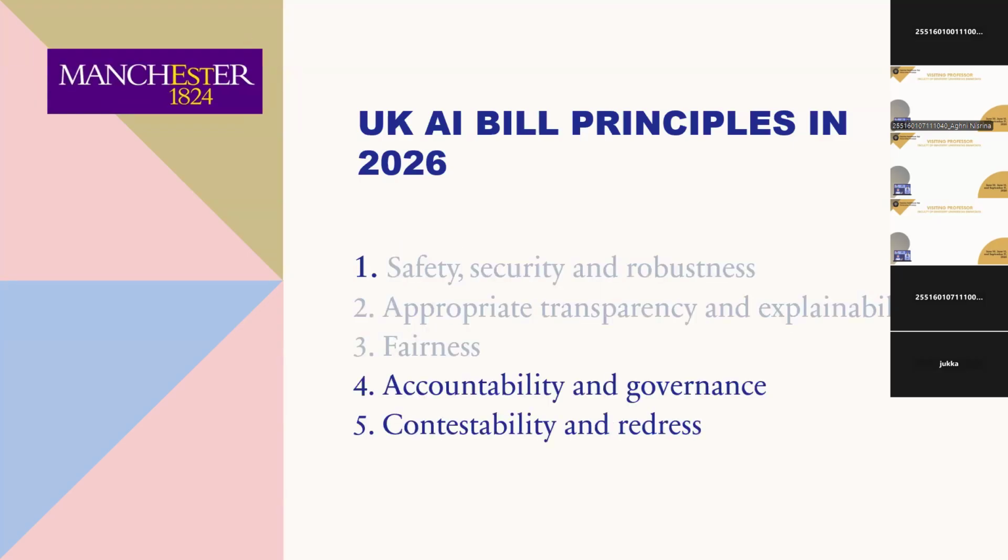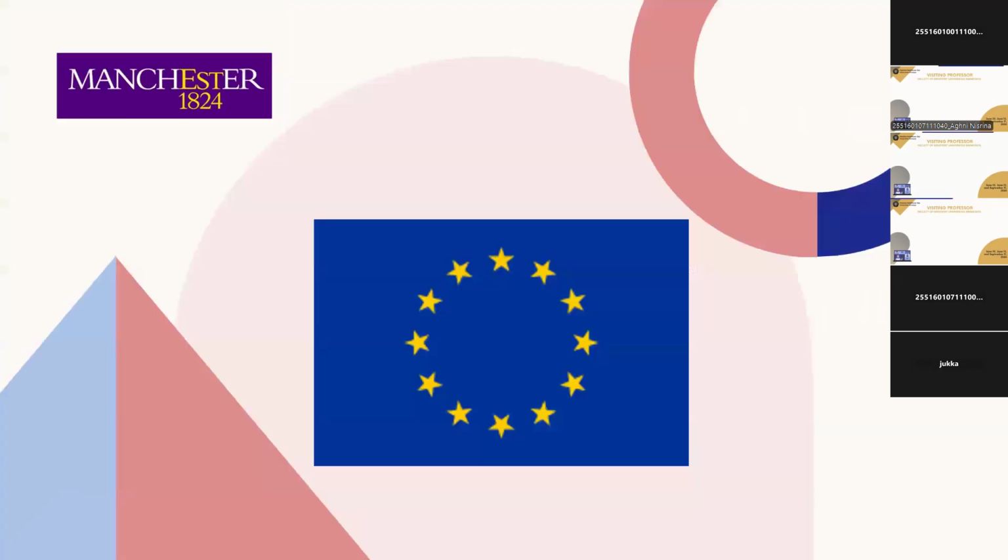And in addition, safety, security, robustness, appropriate transparency, then finally contestability and redress of AI. This is how AI is treated in the United Kingdom.